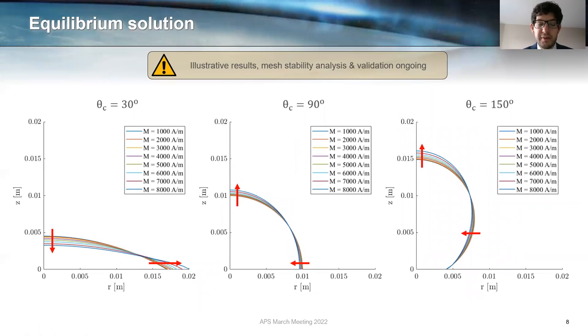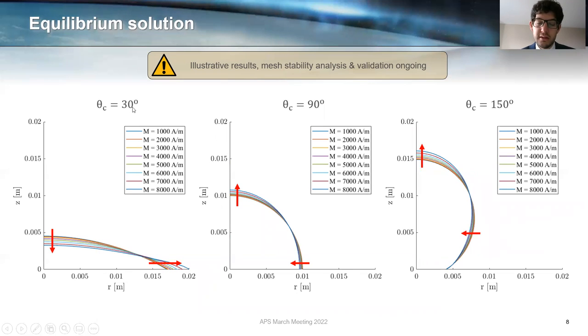Here I show some preliminary or illustrative results of the equilibrium of different bubbles with different contact angles. I say these are illustrative because these results haven't yet passed the test of the mesh density stability analysis, and the validation of these results is ongoing. I'm just showing them to show you what kind of capabilities our code has. So you can see how different the results are.